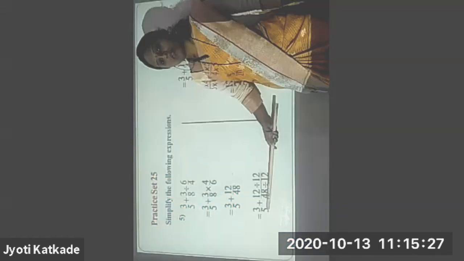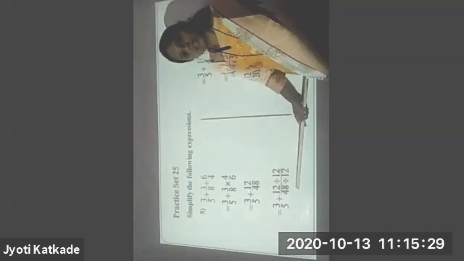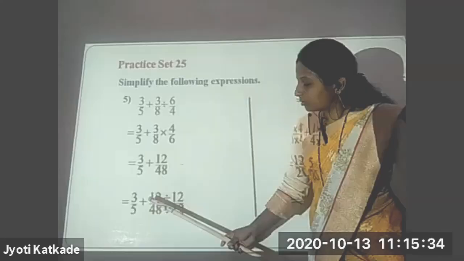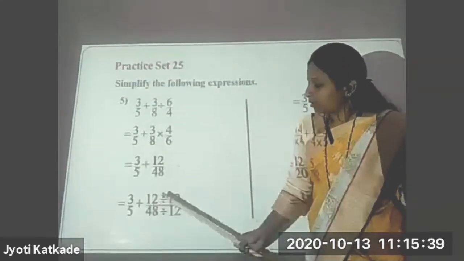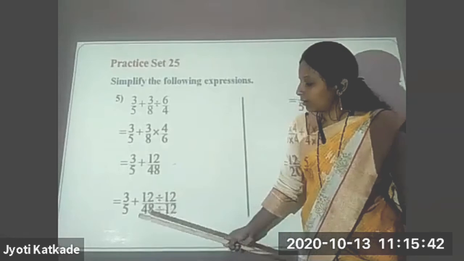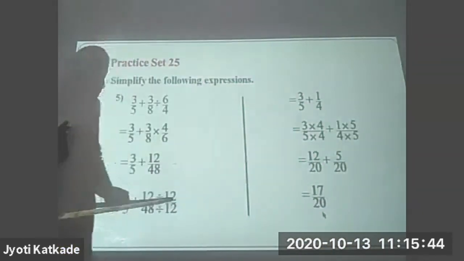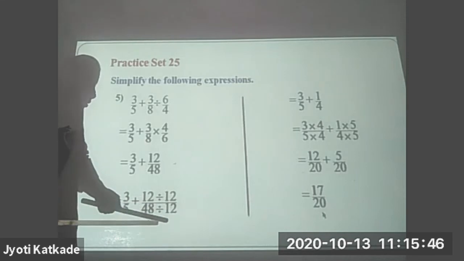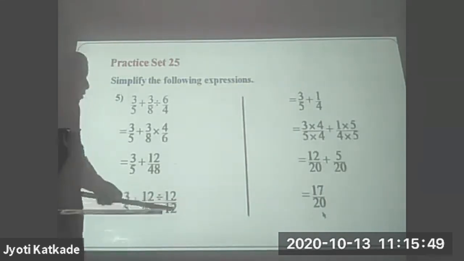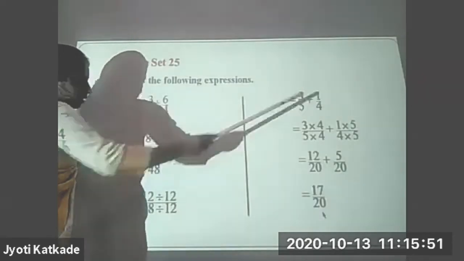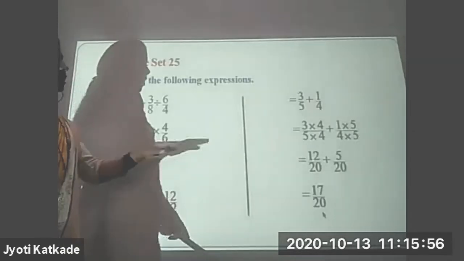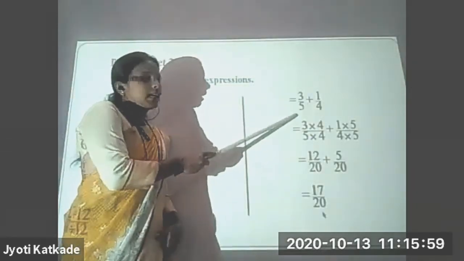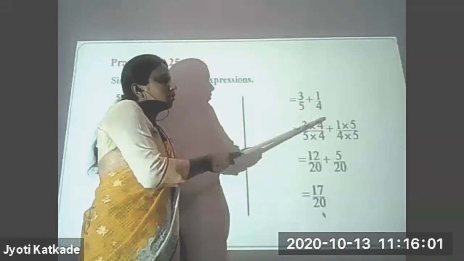Three upon 5 plus 12 upon 48. To make the denominator smaller, we can divide this by 12. So divide 12 by 12 and 48 by 12. We get 12 ones are 12 and 12 fours are 48. Okay. See, now our question is 3 divided by 5 plus 1 upon 4.